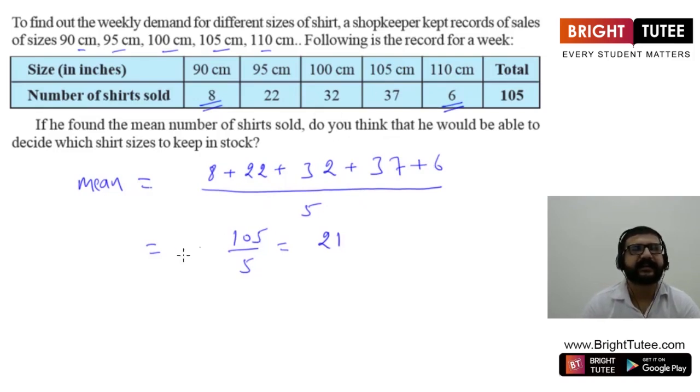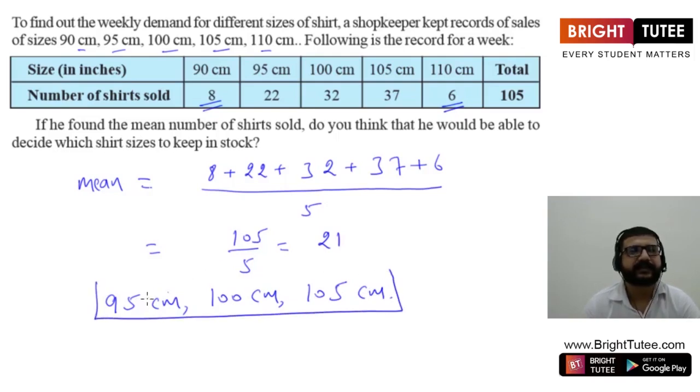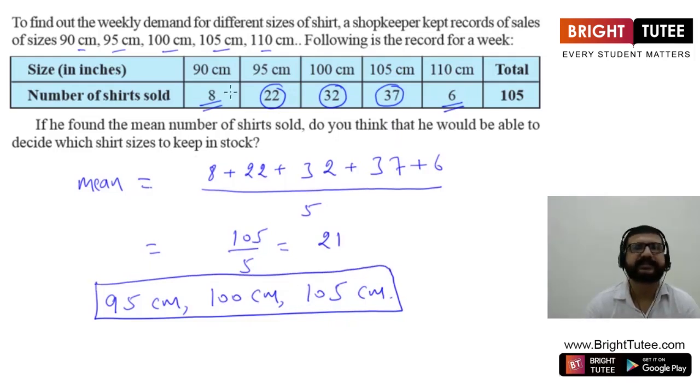By seeing the data, he decided that he will be ordering shirts of size 95 cm, 100 cm and 105 cm, because the number of shirts sold for these sizes is very high. As we can see, it is 22 for 95 cm, 32 shirts are sold of 100 cm and 37 shirts are sold of 105 cm. So he decided that he will be keeping these sizes in the stock. In this example, we have seen that the shopkeeper was concerned about the number of shirts sold of each category. He was not at all interested in finding the mean of the data.